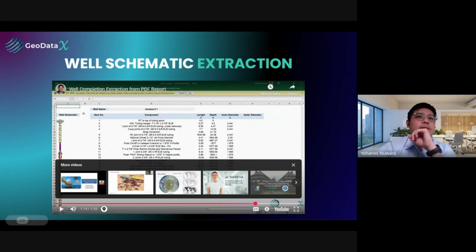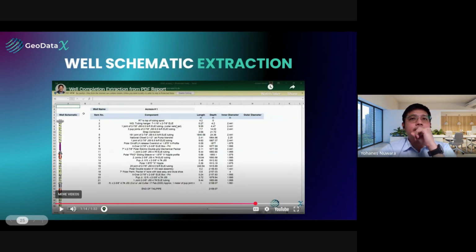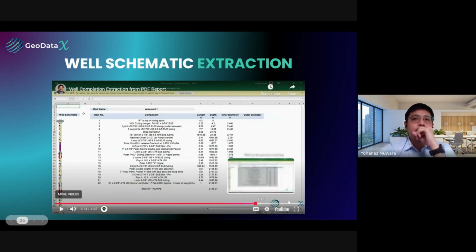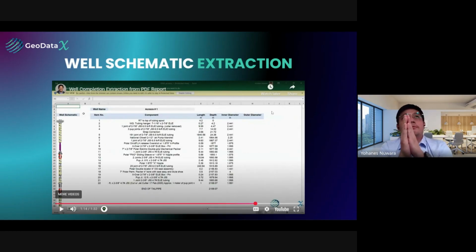And also, what is cool is that we can also reconstruct this well schematic. So this well schematic is assembled one by one component, which refers to what we have here in this components. So this is the beauty of how we use the LLM to extract data from reports. So if you have PDF reports and you want to automate these reports into a database, for example, we can use the LLM to automate all of these processes.